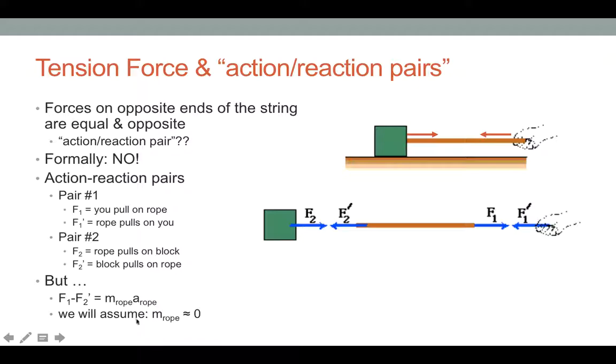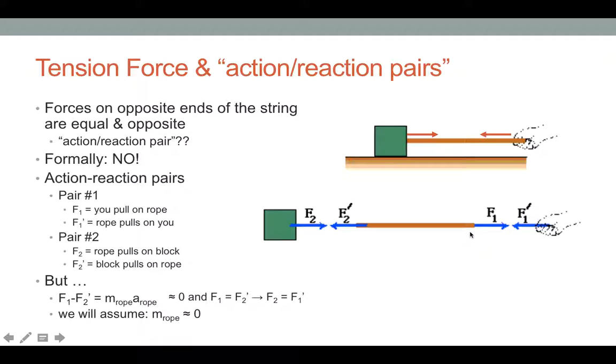We will always assume that our ropes are extremely light or essentially massless. If that is true, then this product will be essentially zero, which means these two forces must be equal. So F1 right here will be essentially equal to F2 prime because there's no mass in between them. That also will mean that F2 over here will equal F1 prime over there, which is what we had over here. Namely, these two forces are equal and opposite because of Newton's third law plus our assumption that our ropes will be massless.